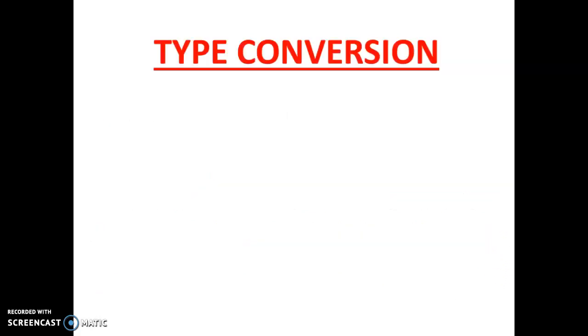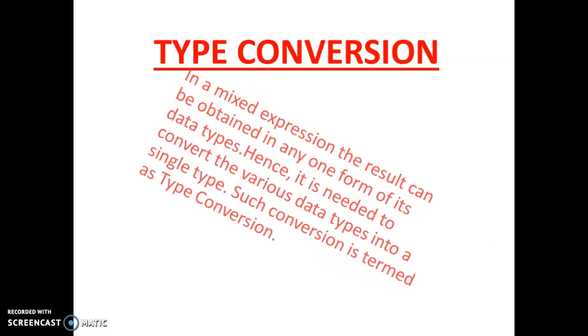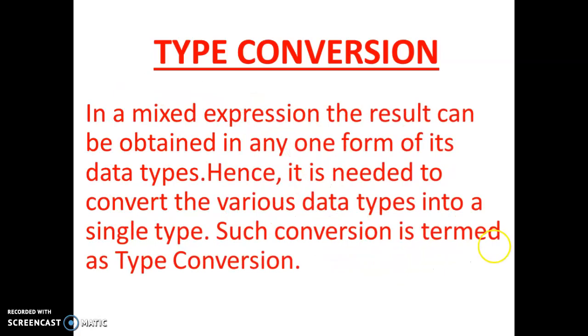First one is type conversion. In my previous video I already explained the two types of arithmetic expression. One of those is the mixed arithmetic expression. In a mixed arithmetic expression, there is a mix of data types. That means one integer, one float, one double mixed up, and we have to get the result in a specific type. I also provide the link of that video in this description box.